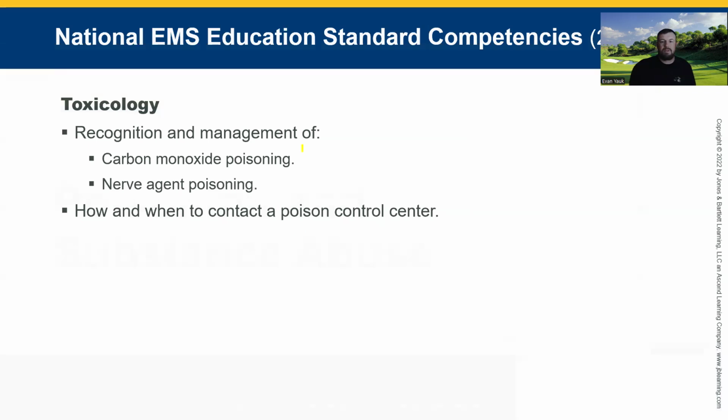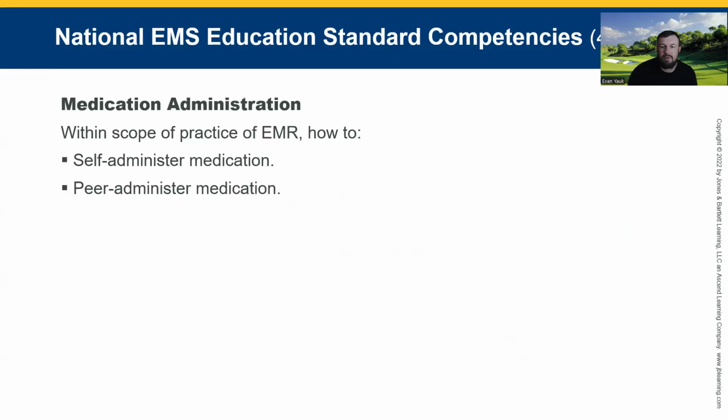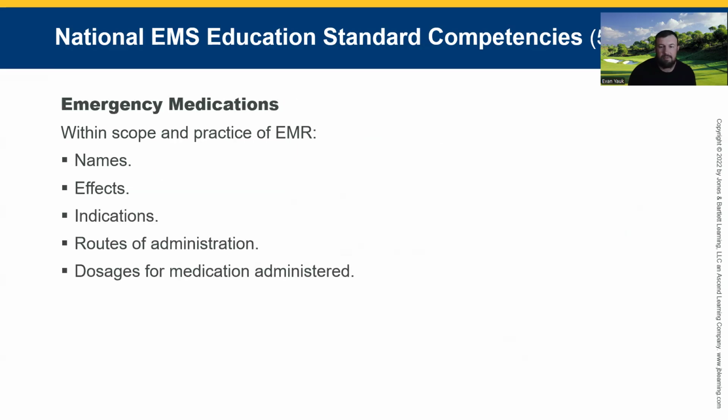Okay, here we go. So, some of the things we're going to go over are carbon monoxide poisoning, nerve agent poisoning, and how and when to contact poison control. Immunology, sorry, I can't talk again. Pharmacology, medication administration, self administration. So you're giving it to someone or you're assisting, so peer administration. We're going to talk a little bit about within your scope of practice as an EMR.